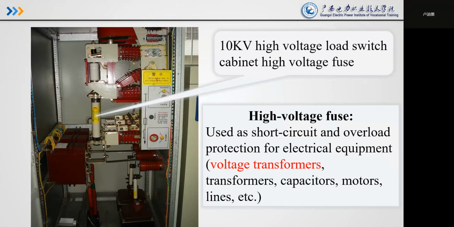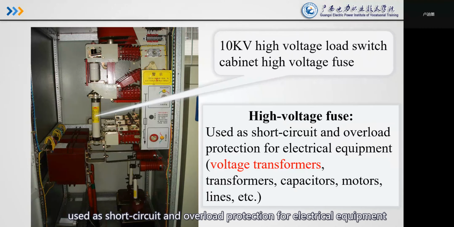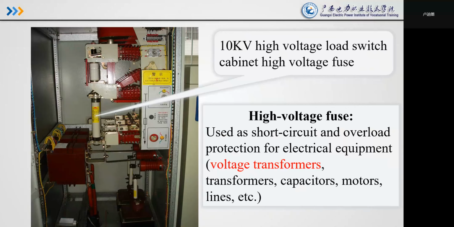This is the 10,000-volt high voltage load switch cabinet, high voltage fuse. The high voltage fuse is used as short circuit and overload protection for electrical equipment, including voltage transformers, transformers, capacitors, motors, lines, and so on.